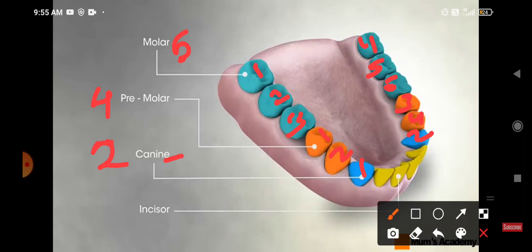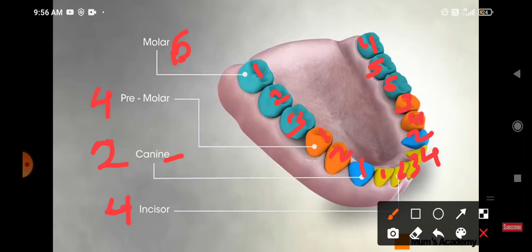Now we are going to count incisors. 1, 2, 3, and this one is 4. So incisors are 4. Okay, so the total set of teeth in lower jaw is 16.